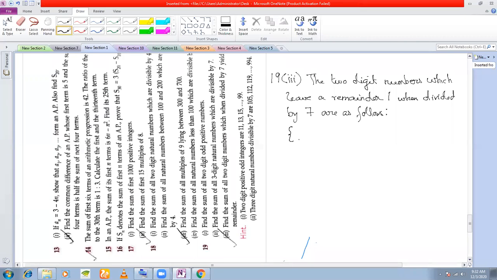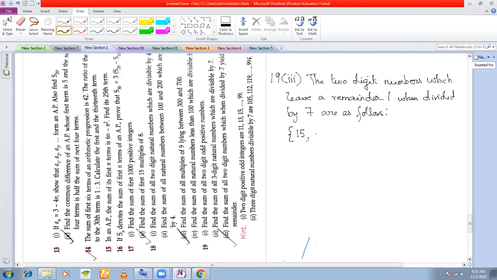If you divide 13 by 7, the remainder is 6. If you divide 14 by 7, the remainder is 0, because 14 is a multiple of 7. If you divide 15 by 7, then you get a remainder of 1. So the first two-digit number is 15, right? What about the next number?